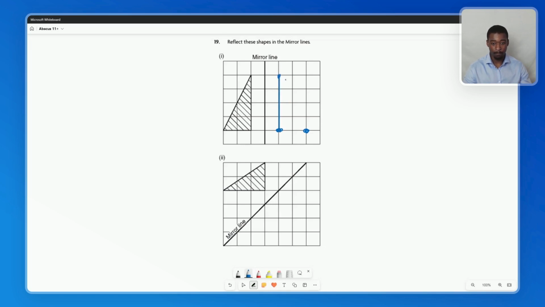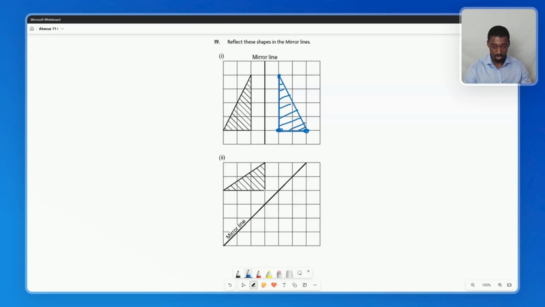So 1, 2, and 3. Okay. And then to get it completely correct, the line should be also going away from the mirror line, away from the mirror line. So like this. This is the correct reflection of this shape. And same thing here for part 2. But now we have a slanted mirror line, so we have to be very careful.